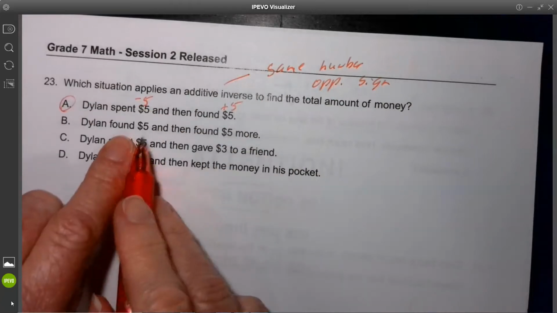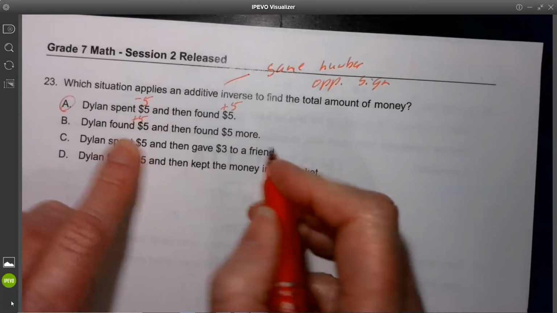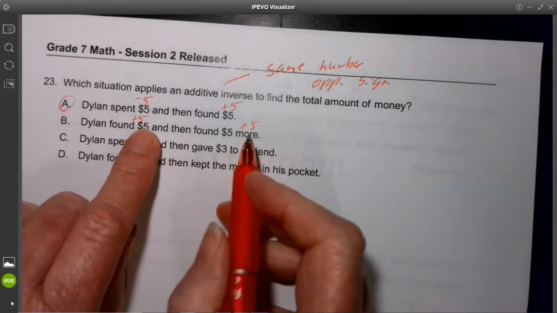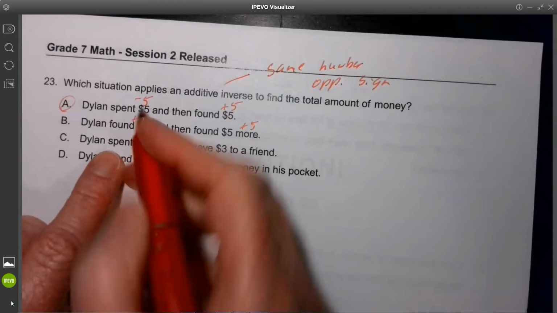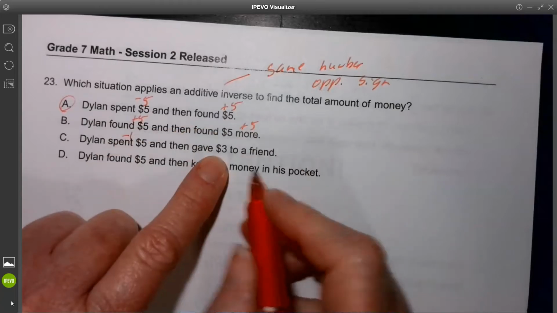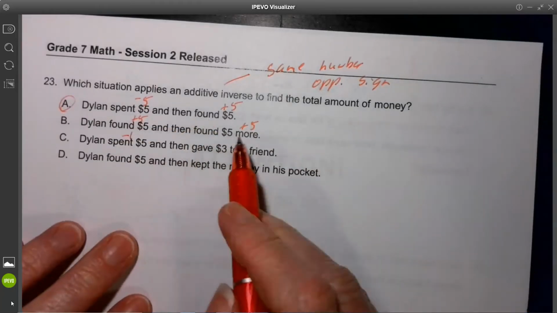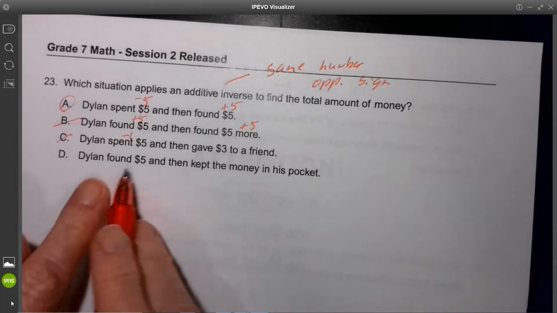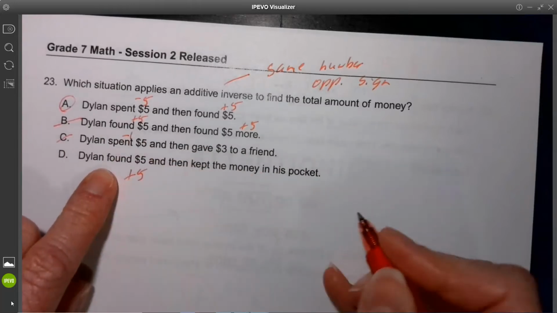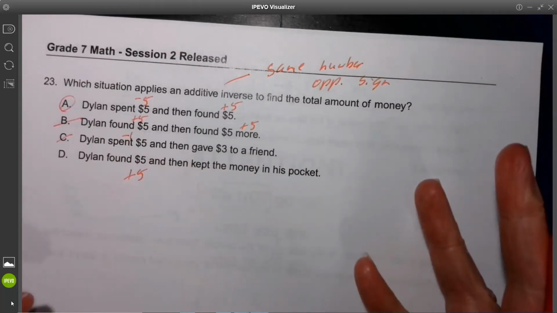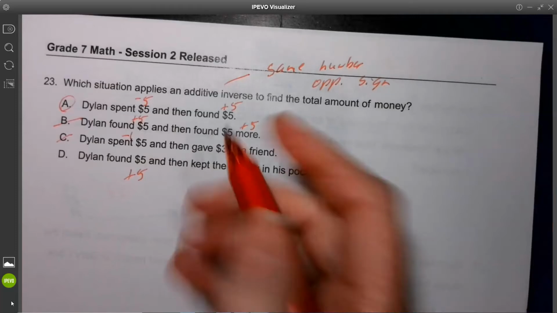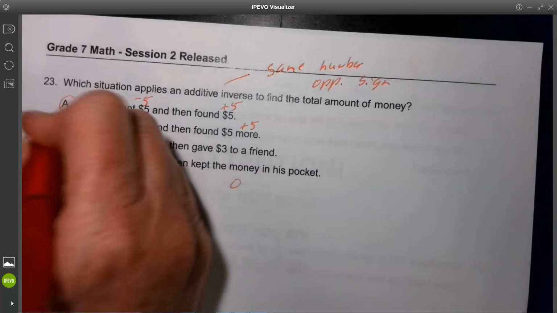Let's double check. Found 5, so +5. Found 5 more, +5. Those aren't additive inverses. They have the same sign. Spent 5, -5. Gave 3 to a friend. Not the same number. Out. Found 5. Kept the money in his pocket. We didn't do anything with it, so 0. So, yep, we were right the first time.